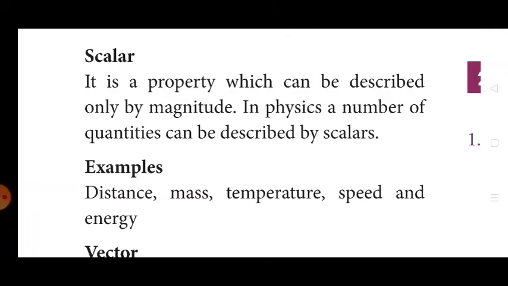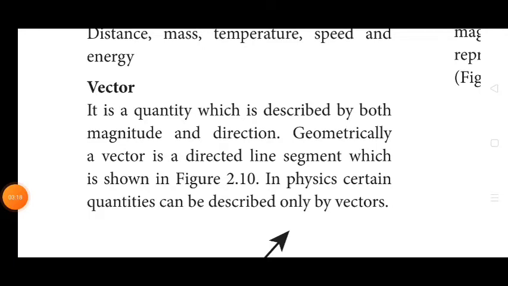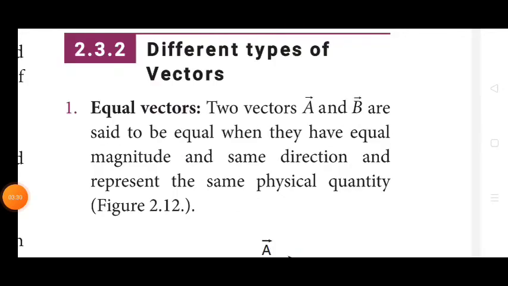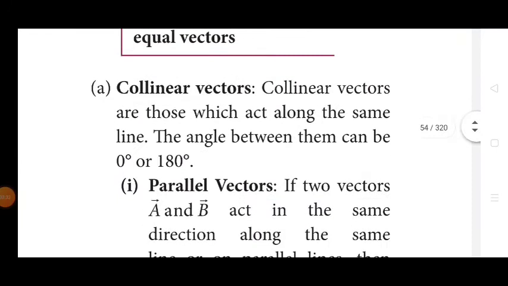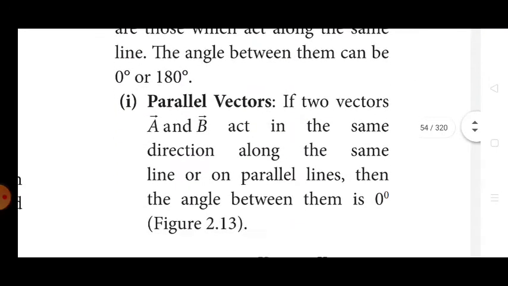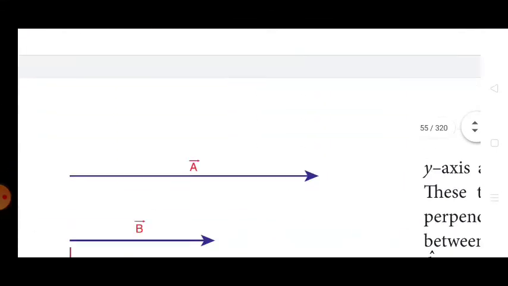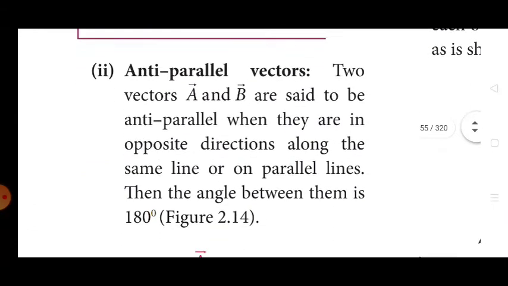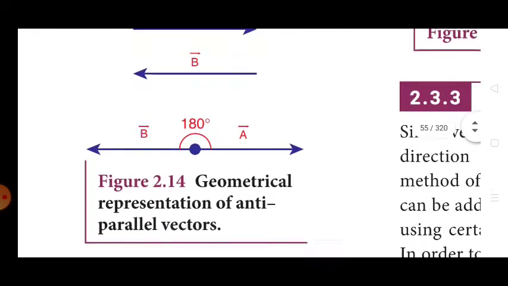See the vector quantity, which is described by both magnitude and direction. Geometrically, a vector is a directed line segment, which is shown in the diagram. A physical quantity having direction and magnitude is called a vector quantity. Different types of vectors: equal vectors, collinear vectors, parallel vectors, anti-parallel vectors and unit vector. These are all the different kinds of vectors.